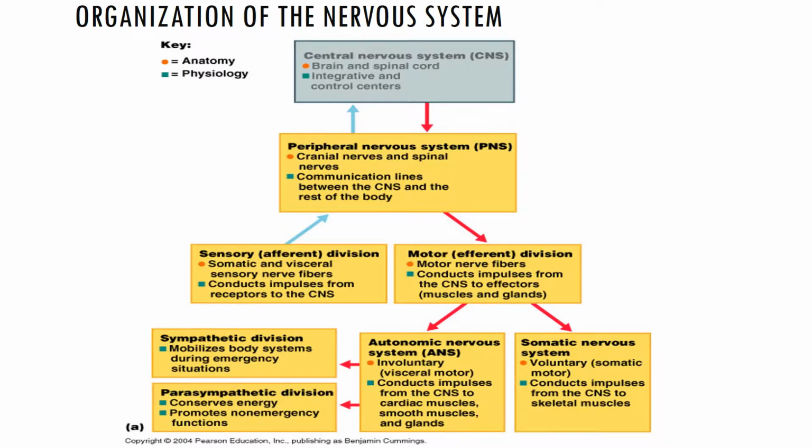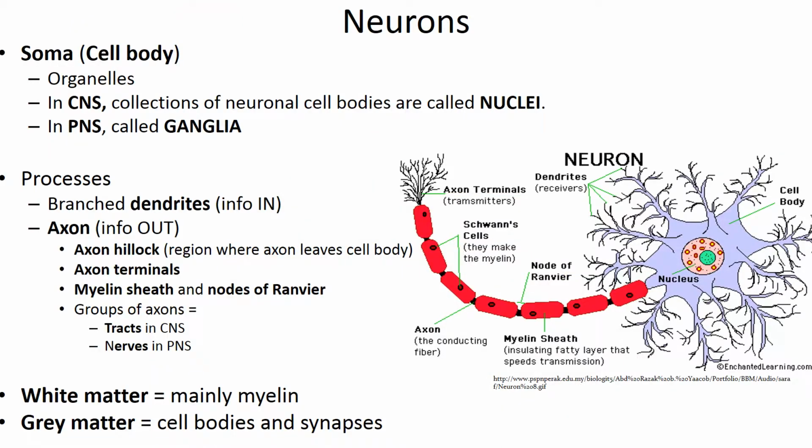Here is an additional slide showing you the organization of the nervous system that we just talked about. It gives you some additional detail that I mentioned previously. Now let's examine nerve tissue by first looking at neurons.